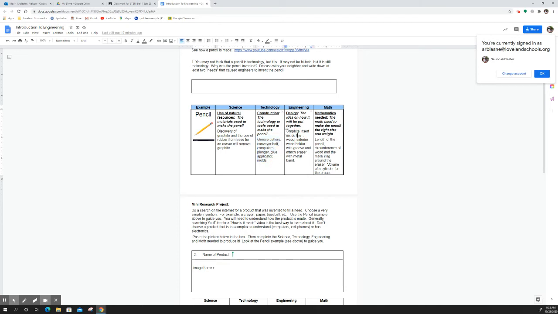The engineering for this, we're going to basically just have a summary of the design of the pencil. How did it work? What did they do first? What did they do next? How did they get the pencil to come out correctly?